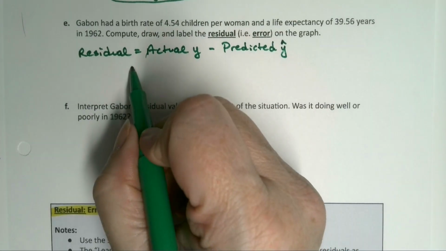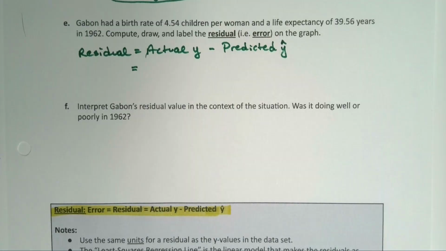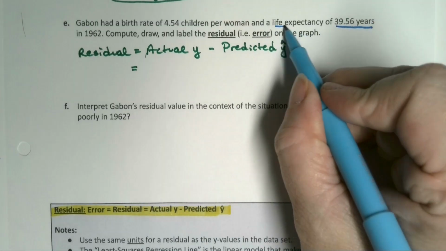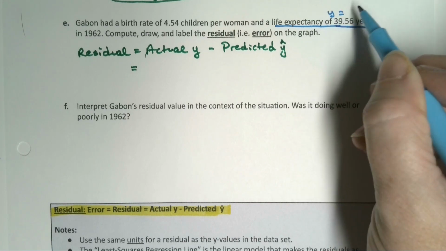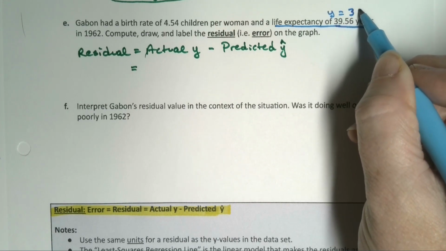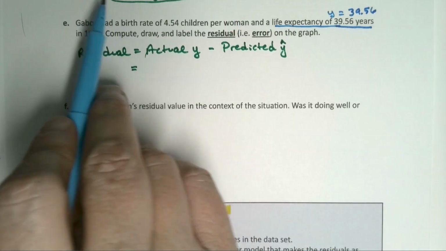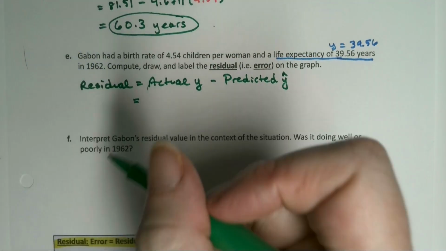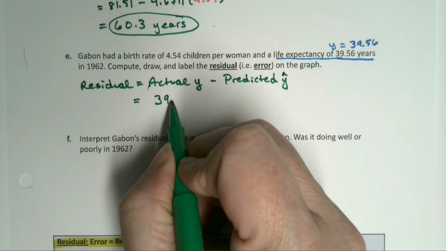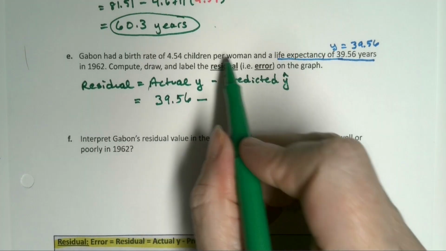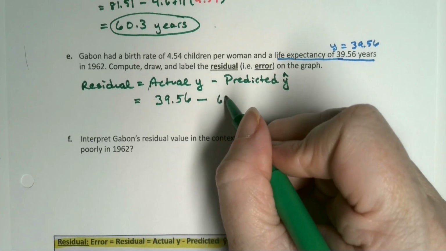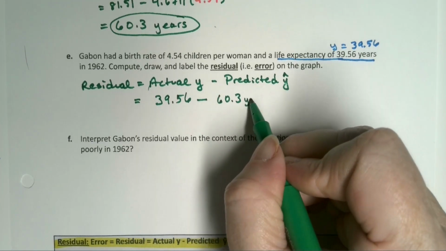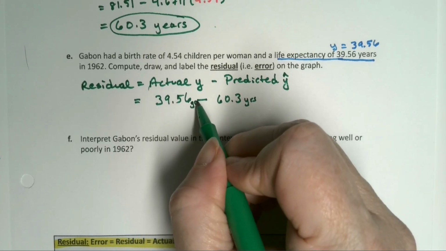Okay, so Gabon in 1962 actually had a y value right here. Right? This is the life expectancy. This really is y equals 39.56. This is a y hat value. So the actual y was 39.56 minus the predicted y was 60.3. And if you're interested, they're both years, right? So this is years and this is years.